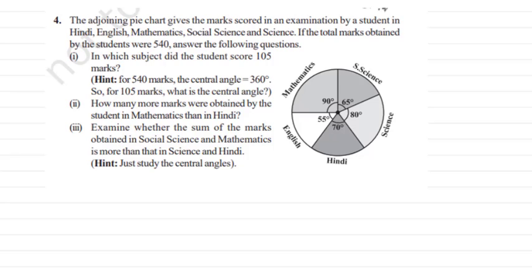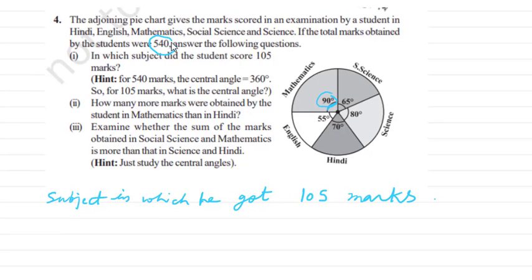You have to find out the subject in which he got 105 marks. To find this, the necessary information is that the total marks obtained by the student were 540. The central angles are also given, so we will use all this information to find out in which subject he got 105 marks.